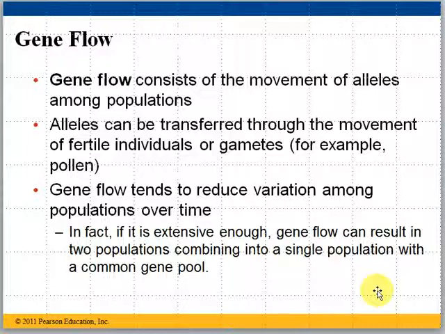The next thing we're going to look at that can affect allele frequency within a population and can affect the genetic pool of that population is something called gene flow. Gene flow consists of the movement of alleles among populations. Alleles are transferred through the movement of fertile individuals or gametes.